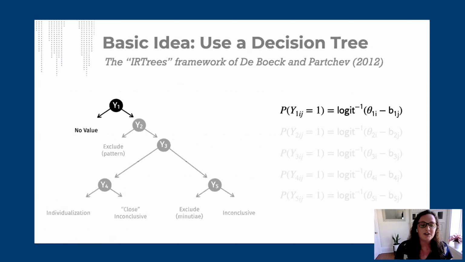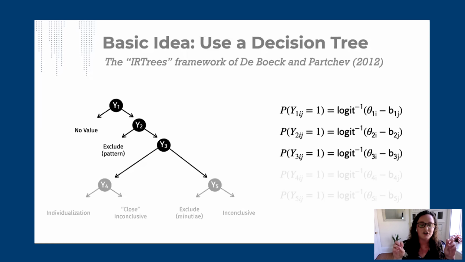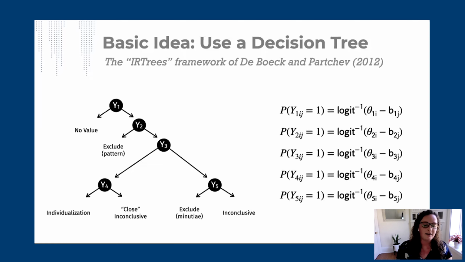And so the first decision is whether it was a no value or not a no value. The second decision: was it a pattern exclusion or not a pattern exclusion? The third decision that we model is a match tendency. So it could be closer to a match or closer to a non-match. If it's closer to a match, then the fourth decision is either an individualization or a close inconclusive. And then if it was closer to a non-match, the fifth decision is exclude based on minutia, so the lower level detail, or an inconclusive.